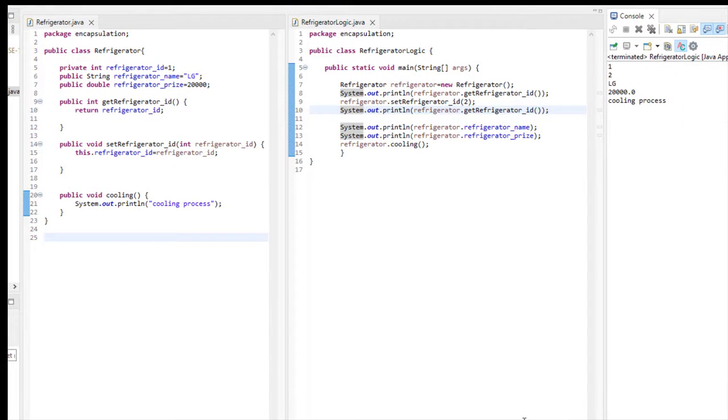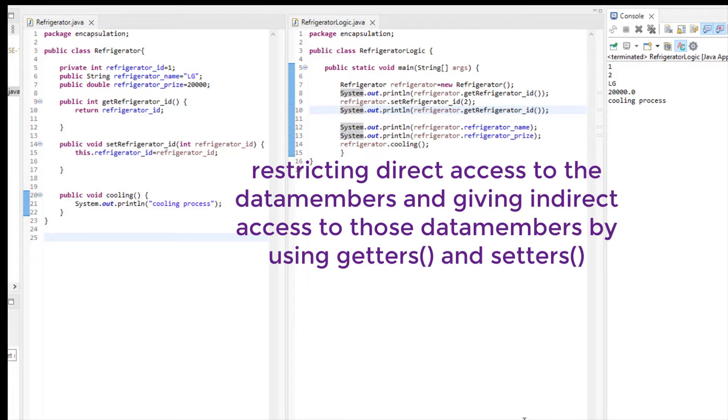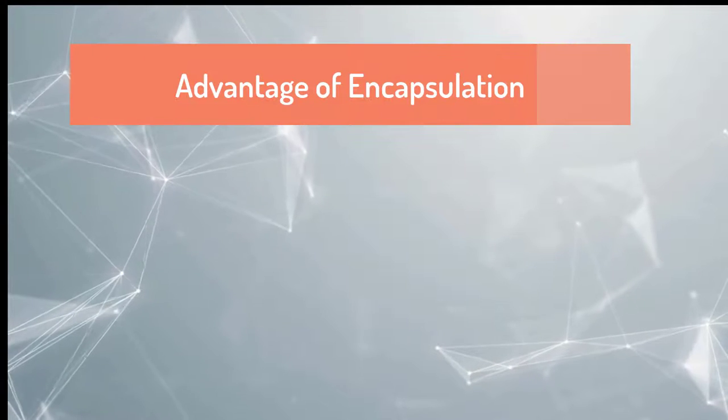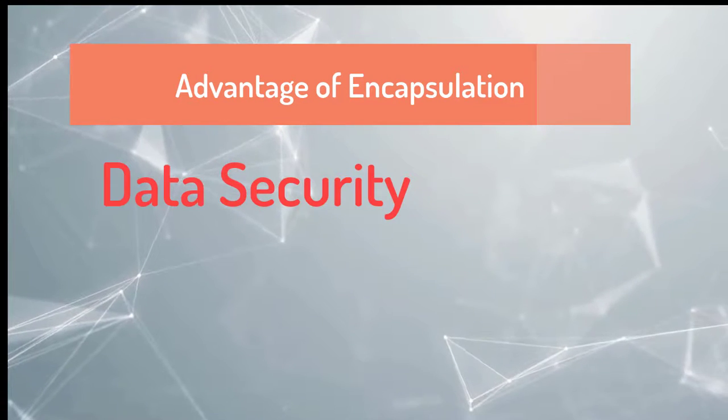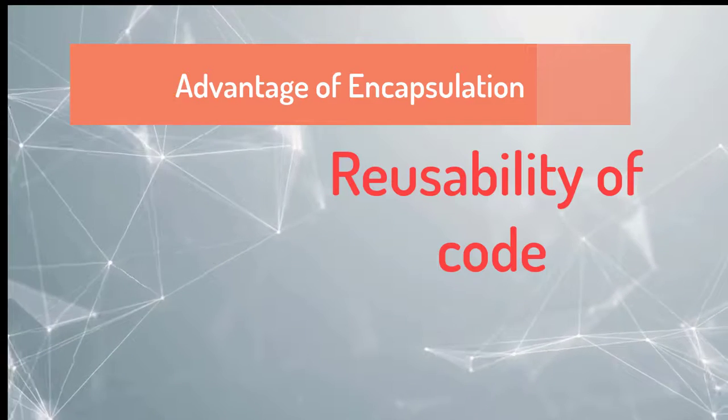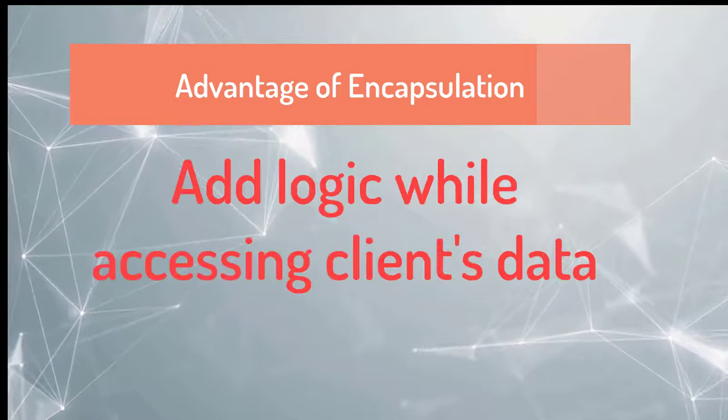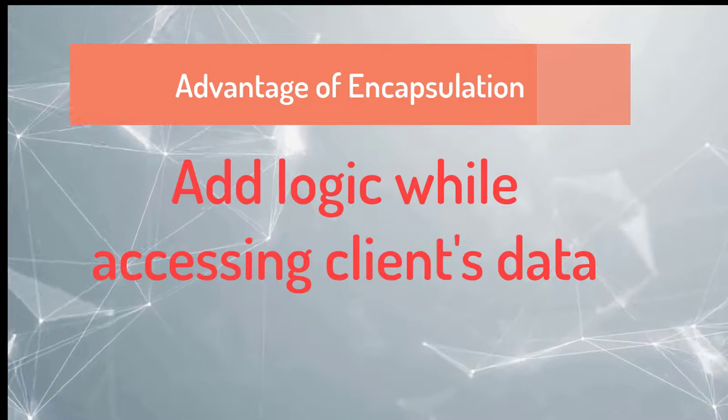Here we can give one more definition of encapsulation: restricting direct access to the data members and giving indirect access to those data members by using getter and setter methods. This we call encapsulation. The main advantage of encapsulation is to achieve data security and reusability of the code, and it helps to add some logic while accessing client's data.